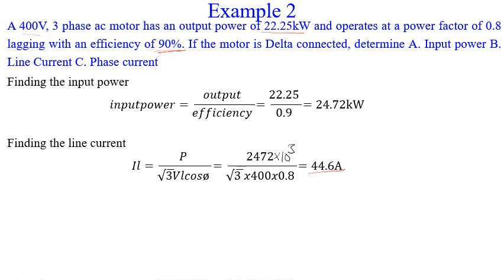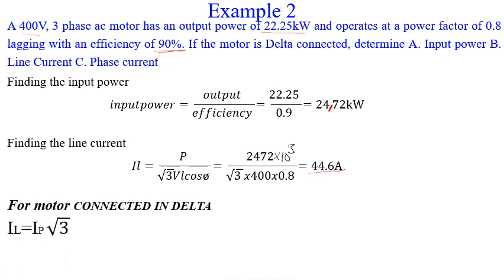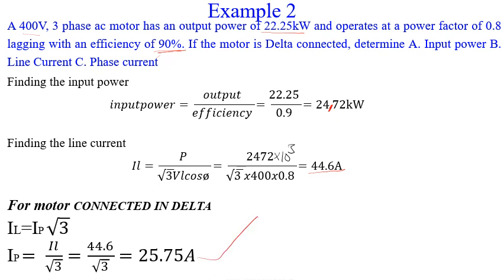So 44.6 is our line current. After getting our line current, they said we should calculate the phase current. For delta, what were the relationships in those formulas? We said for delta connected, line current is equal to the phase current times root 3. So to get the phase current, we simply divide the line current by root 3. So phase current is equal to 44.6 divided by root 3.